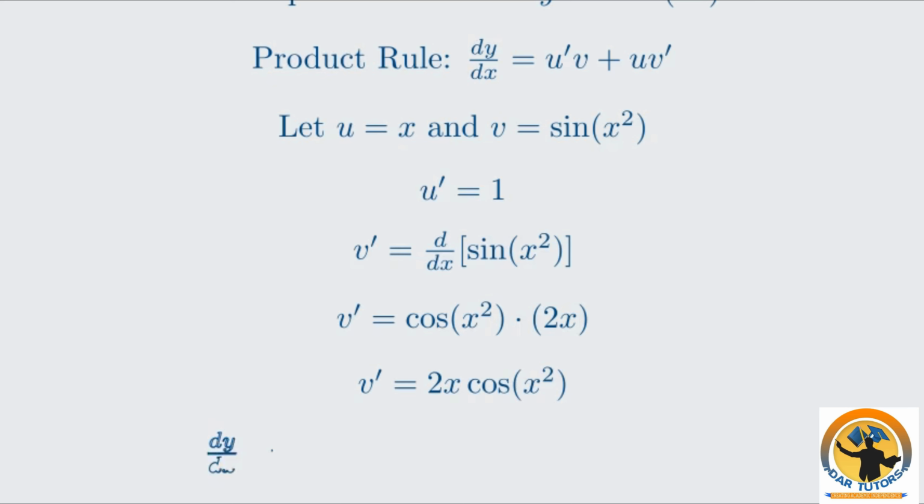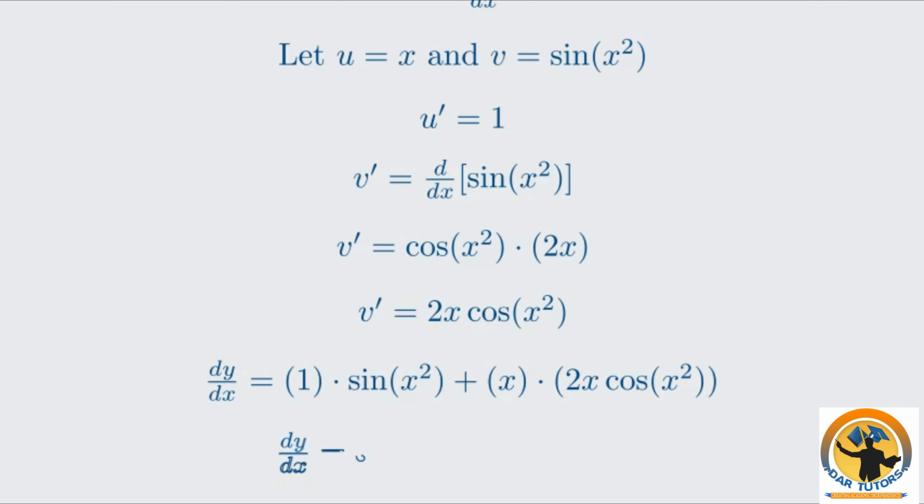Now we substitute these into the product rule. We get 1 times sin of x squared plus x times 2x cos of x squared. This simplifies to sin of x squared plus 2x squared cos of x squared. This example demonstrates how to combine multiple differentiation rules.